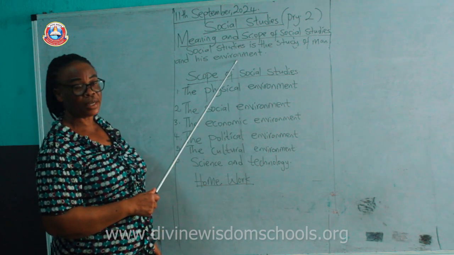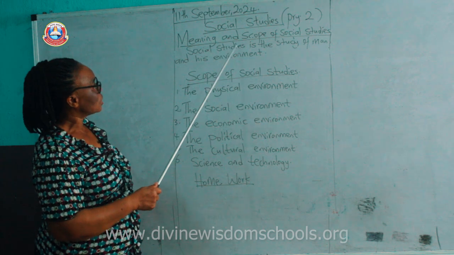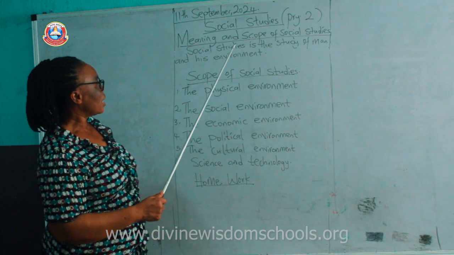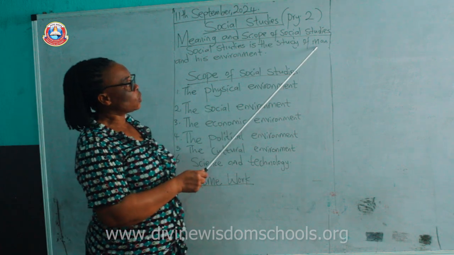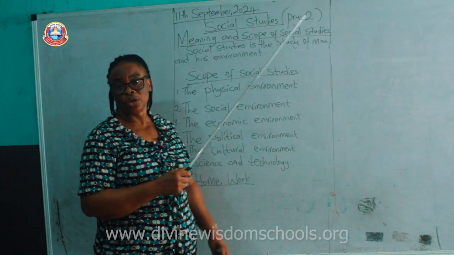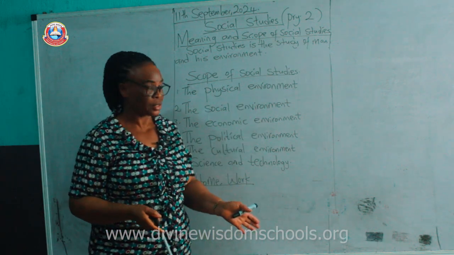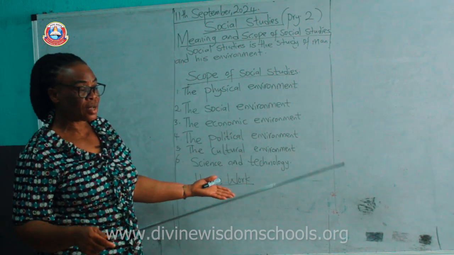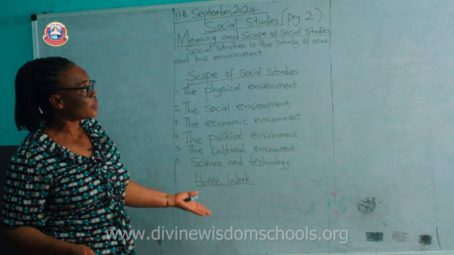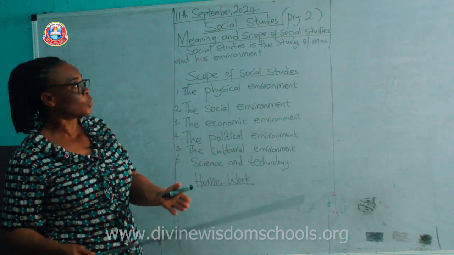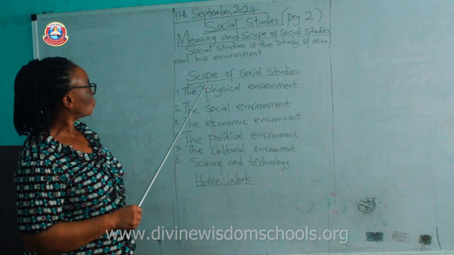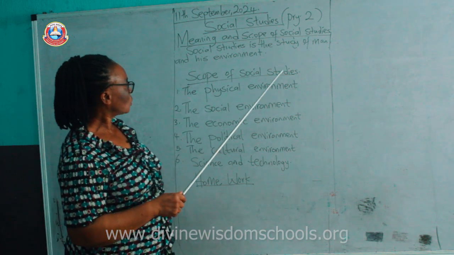Can we say that again? Social studies is the study of man and his environment. What did I say the word man means? It means human beings. Okay? How human beings live in the various environments they find themselves, and how the environment also affects their lifestyle. Okay? Now let's go to the scope of social studies.